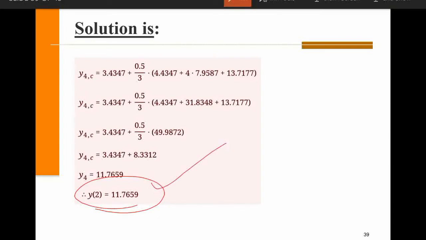So this is your corrected value, right? Now if you want to improve the accuracy, say suppose you have some system in which you want more accurate values, what you can do? You can resubstitute this value of y4 in your corrector formula to get more accurate values. You will get more accurate values, right?